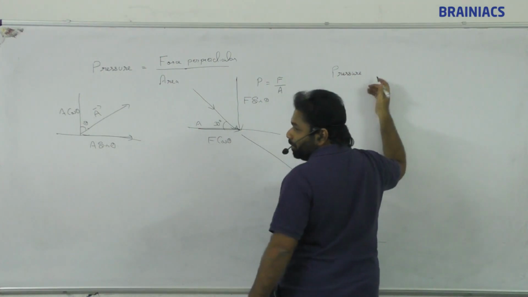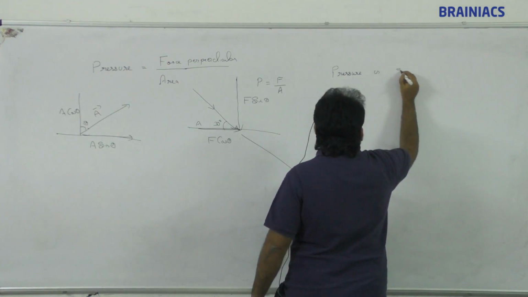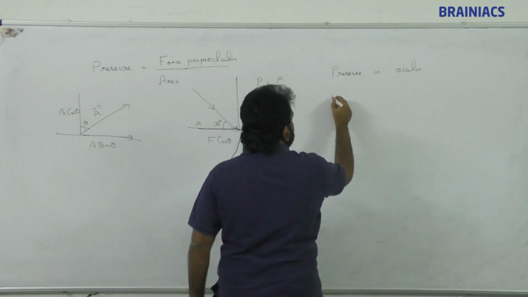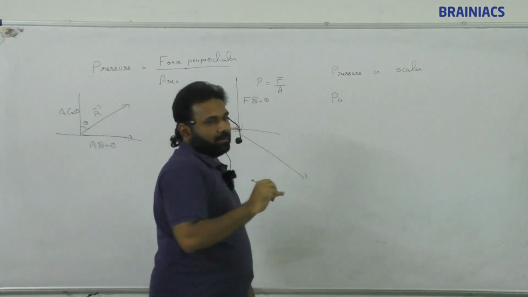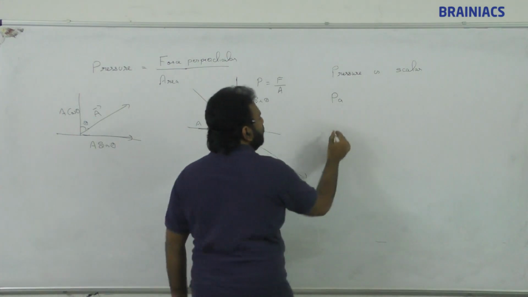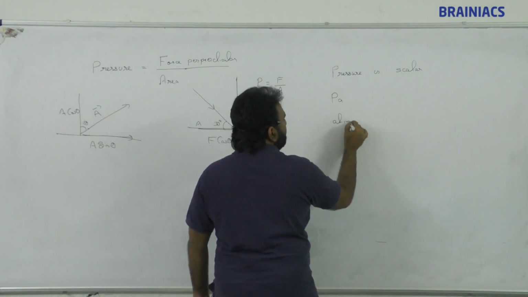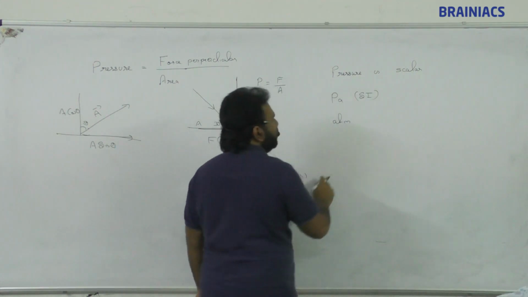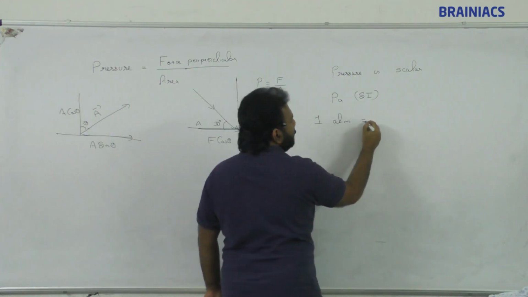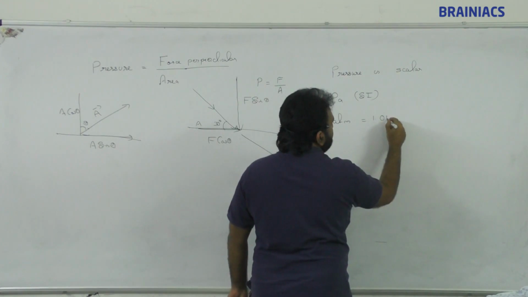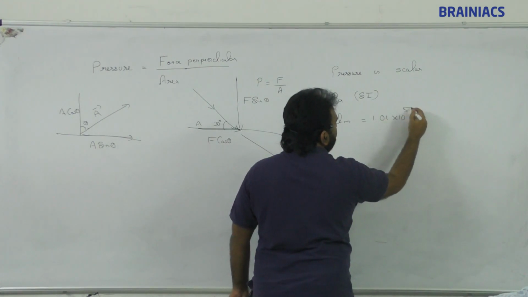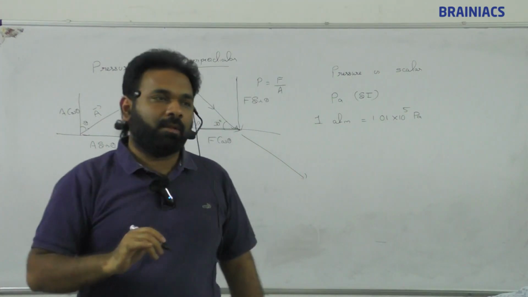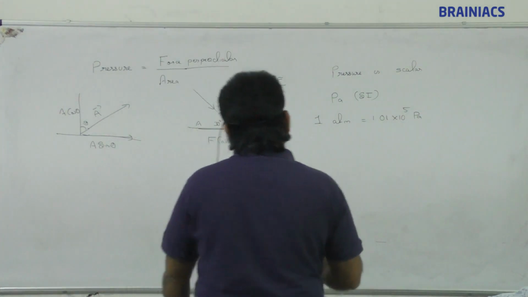Since everyone knows, no one is speaking. Okay, pressure is scalar. Pressure is scalar. SI unit is Pascal. Another unit we use is atmosphere. One atmosphere is 1.0 times 10 to the power 5 Pascal.